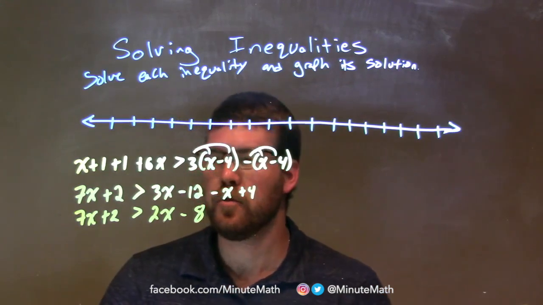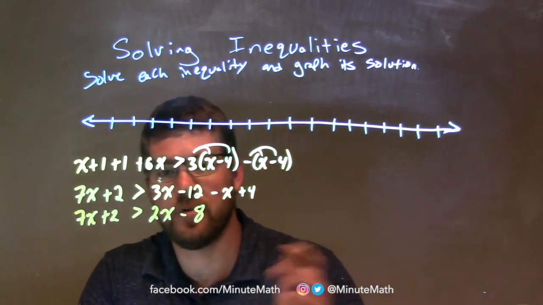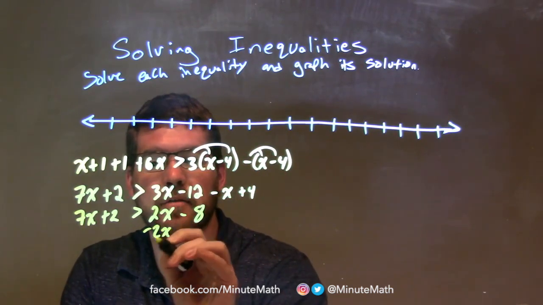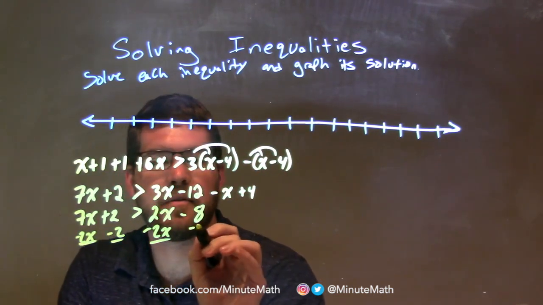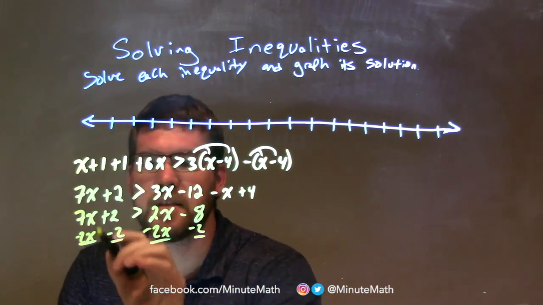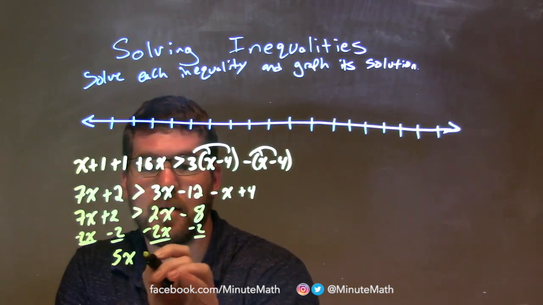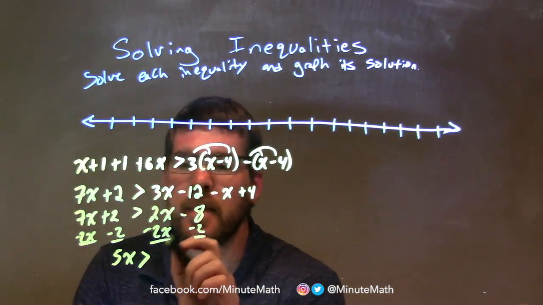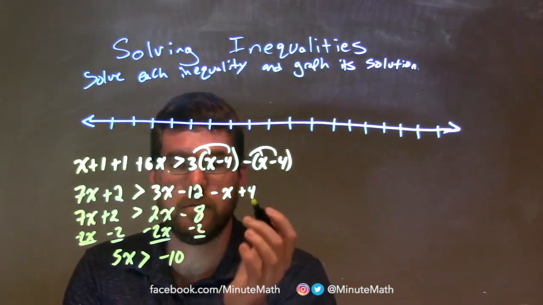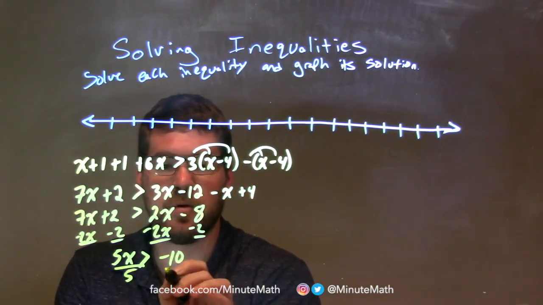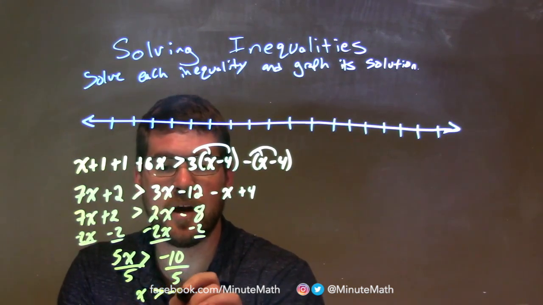Okay? So now what I want to do is get my x's together and my numbers together. So I'm going to subtract 2x to both sides, to the left, and subtract 2 to both sides, the numbers to the right. 7x minus 2x is a 5x. That's greater than. And then negative 8 minus 2 is a negative 10. So what's left is I just divide by 5 to both sides to get x by itself, and I have x is greater than negative 2.